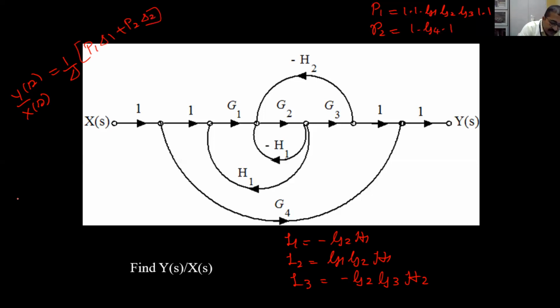Okay. Now what is delta? Delta means 1 minus sum of all individual loop gains. That means 1 minus L1 plus L2 plus L3, plus sum of gain product of all possible combinations of two non-touching loops. Do we have any non-touching loops? No, because for all the loops, this node is common, right? G2 minus H1, G1 G2 H1, and G2 G3 H2. Everywhere this is common. So you will get plus 0. Okay, that is what is shown here.